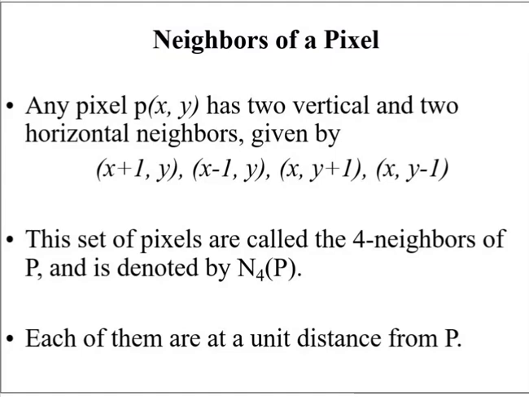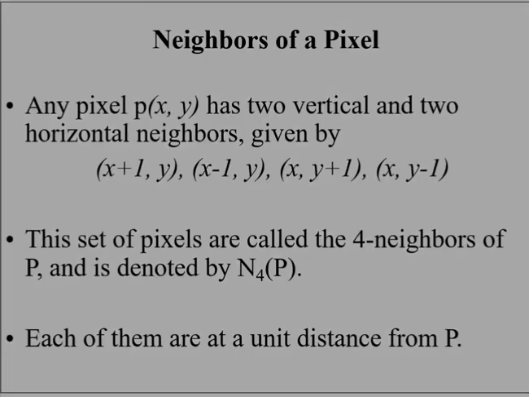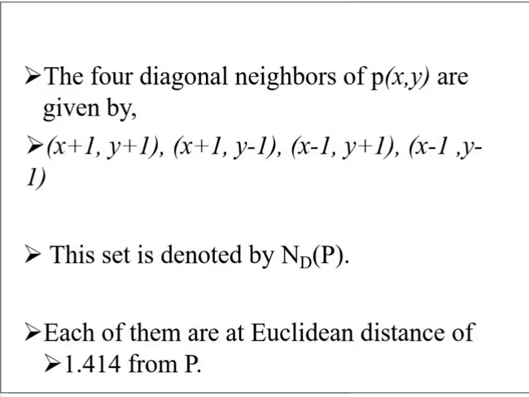As before, some of the neighbor locations in ND(P) and N8(P) fall outside the image if (x, y) is on the border of the image. Some of the points in N4, ND and N8 may fall outside the image when P lies on the border of the image. The next is a figure showing the neighbors of the pixel.